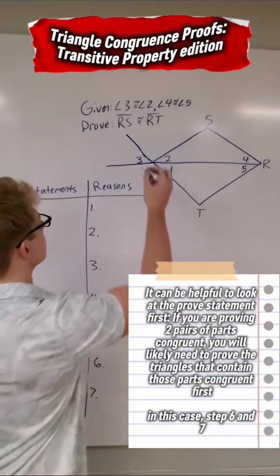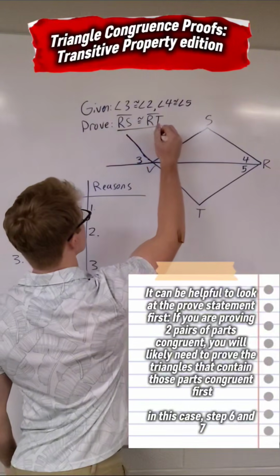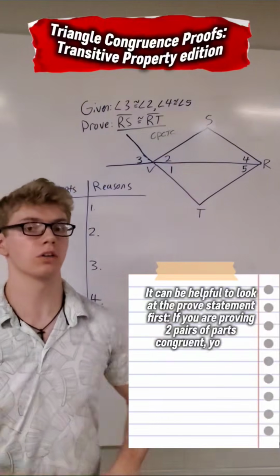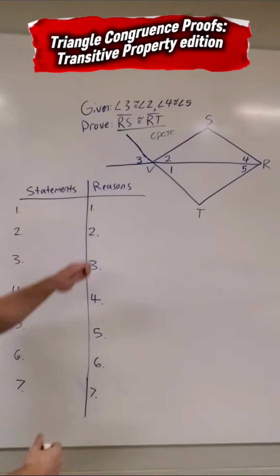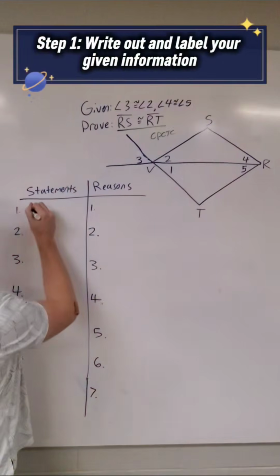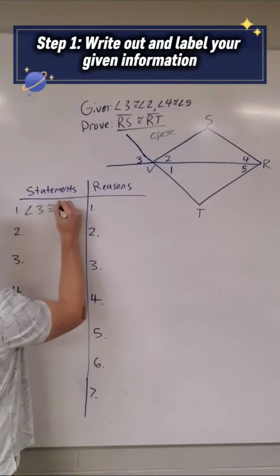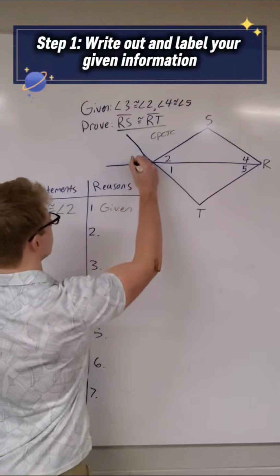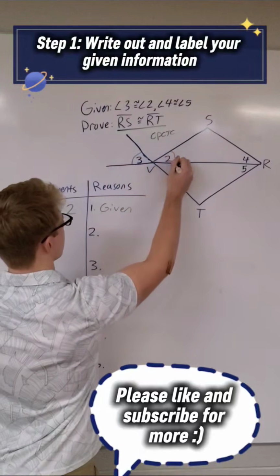Usually when we see this, we know that we're going to need to prove the triangles congruent and use the fact that corresponding parts of congruent triangles are congruent as well. But let's start. First of all, we have angle 3 is congruent to angle 2. That is going to be our first statement here, and our reason is given. So I'm going to mark it. That angle is congruent to that angle.